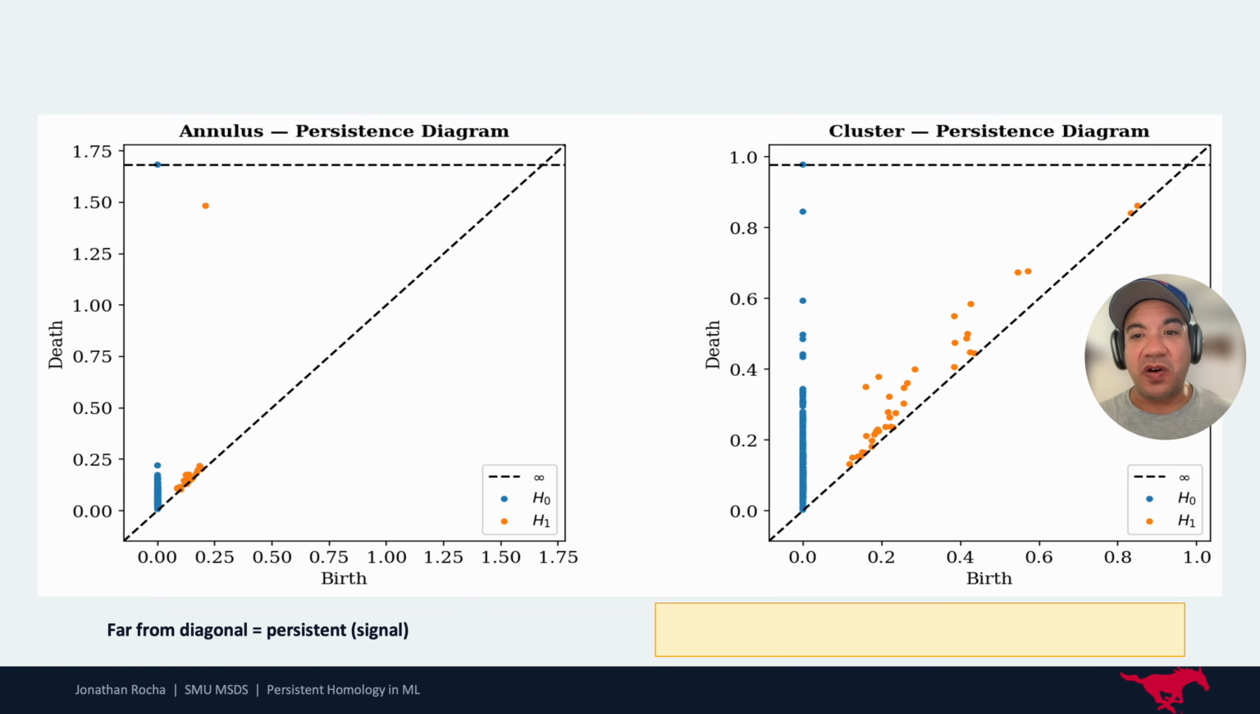All right, here are the persistence diagrams for our two motivating datasets. Each point represents a topological feature. Its x-coordinate is its birth time, and its y-coordinate is its death time. Look at the annulus on the left. See the single orange point far from the diagonal? That's the persistent loop, the true hole in the data.